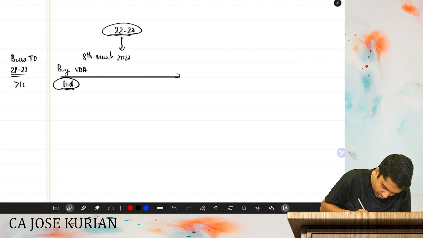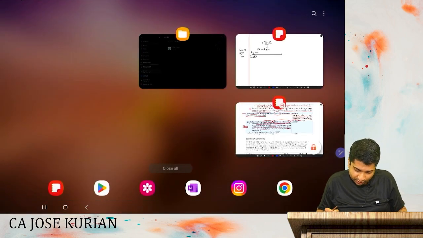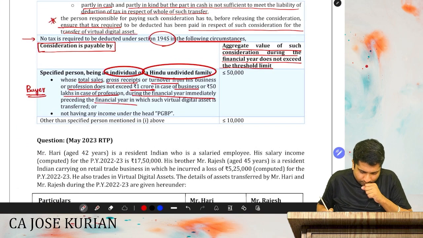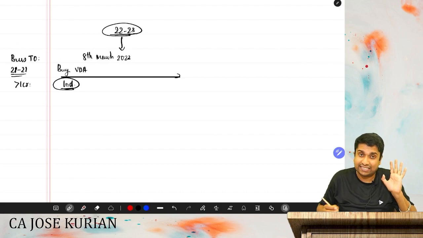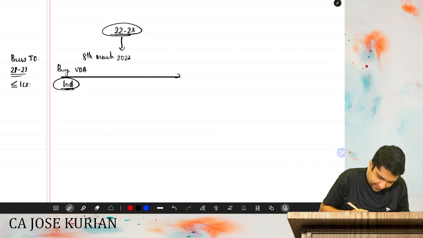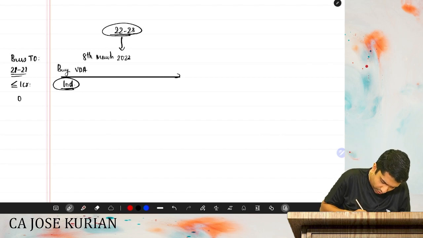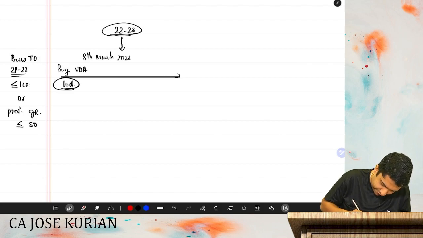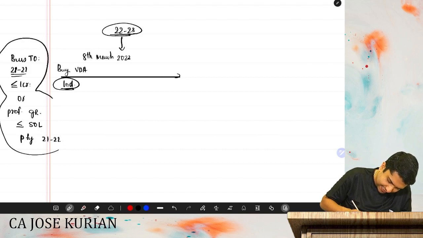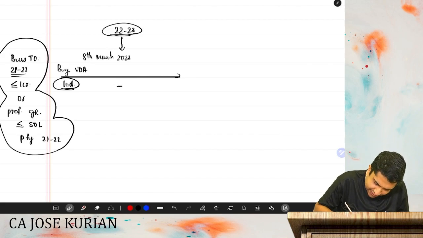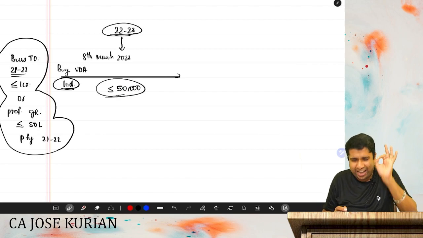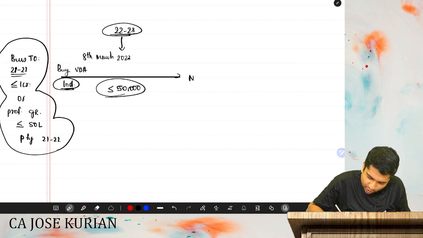If that does not exceed 1 crore, that means it is less than or equal to 1 crore, or my professional gross receipts is less than or equal to 50 lakhs in preceding financial year, that will be 21-22. So in this case, and the consideration which I am paying is less than or equal to 50,000. So I am buying virtual digital assets valuing 50,000 or less. Then no TDS required to be deducted.